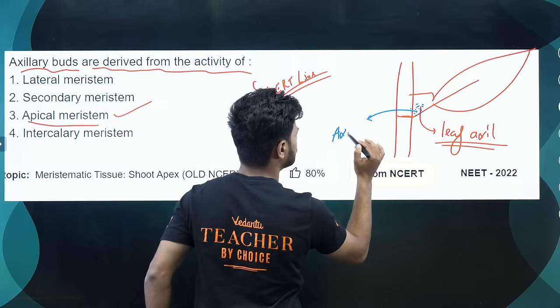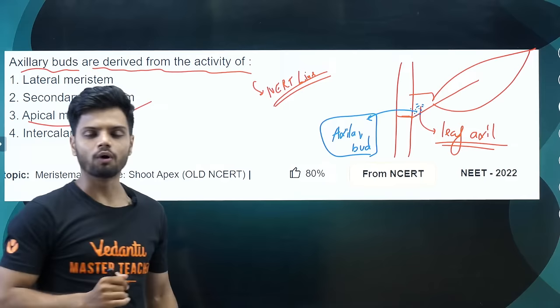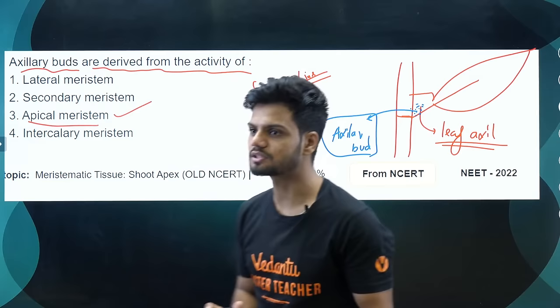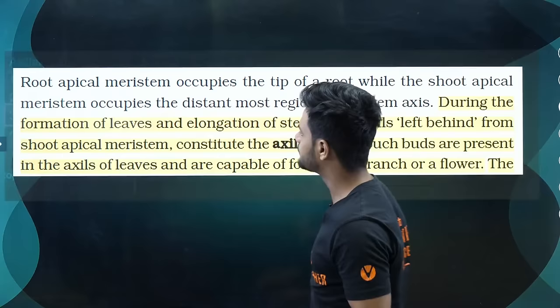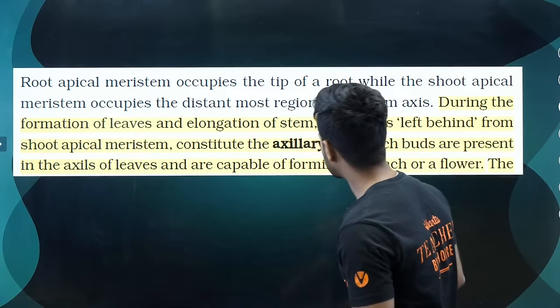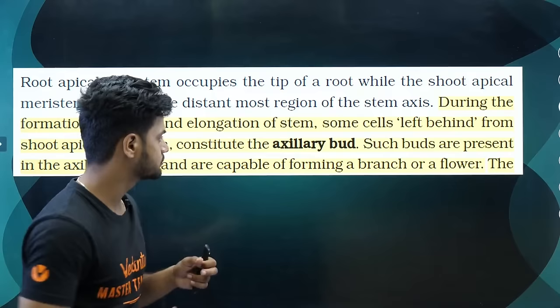Now tell me in the chat, what does the axillary bud produce? It should have some function, right? What is the function of the axillary bud? Tell me in the chat quickly. The answer is apical meristem here. The function of your axillary bud is, axillary bud can either develop into a branch or a flower. It's given here. See here.